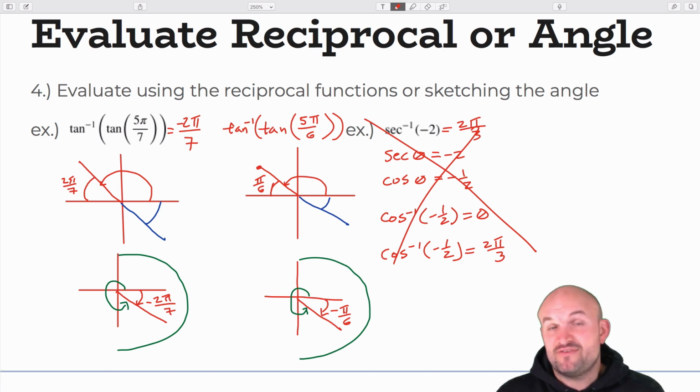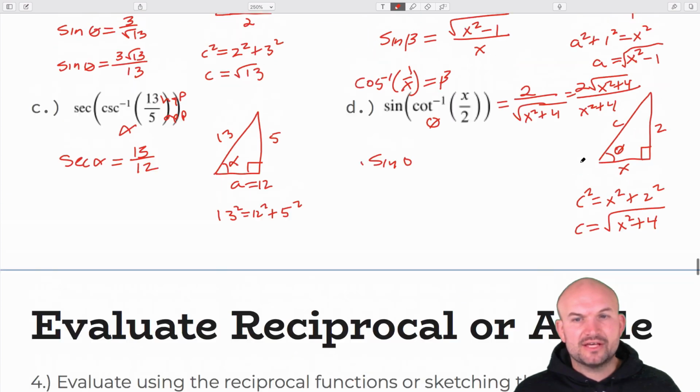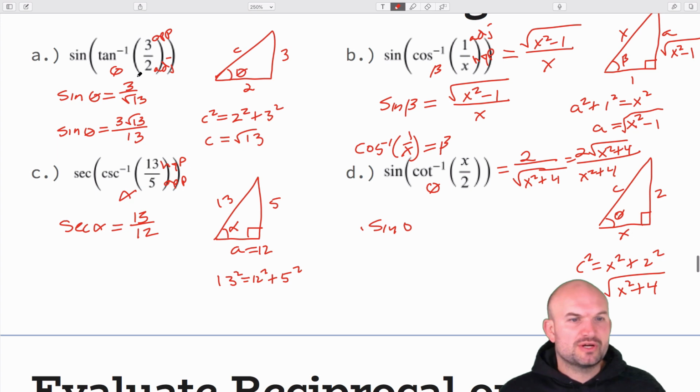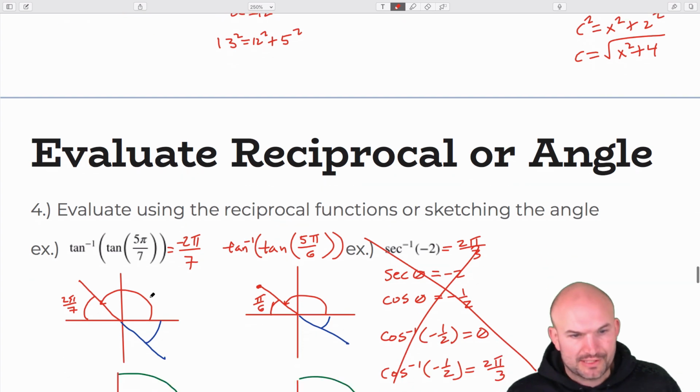We don't know the point for 5 pi over 7 on the unit circle, and we can't draw a triangle, right? Because when we drew a triangle here, for these values, we drew it because we were given the inverse, so we could create those sides of the triangle. Here, we're given the angle, so we don't know the sides of the triangle. But we also don't know the point on the unit circle.